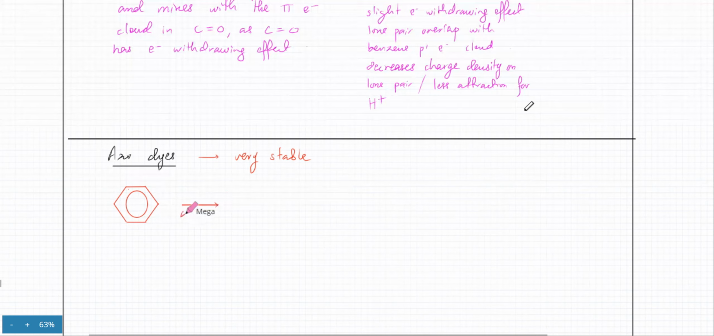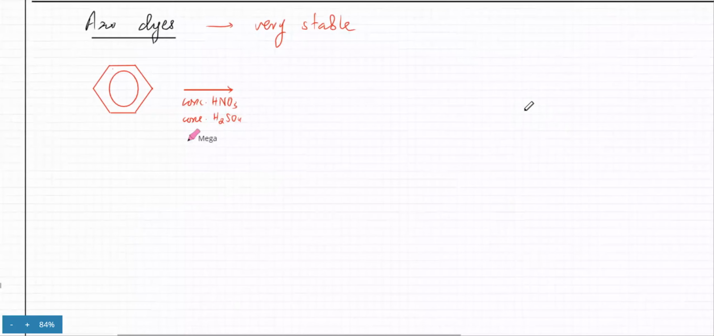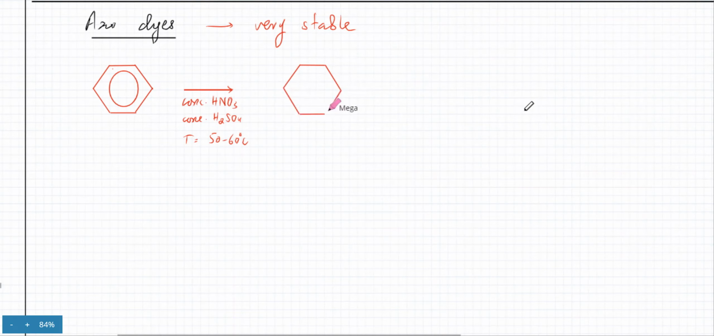You need concentrated nitric acid, and you need concentrated sulfuric acid for that. And the temperature for the reaction is between 50 to 60 degrees centigrade. That's how your benzene molecule would get nitrated, and an NO2 group would get attached to it. So NO2 gets attached, usually just one of them.